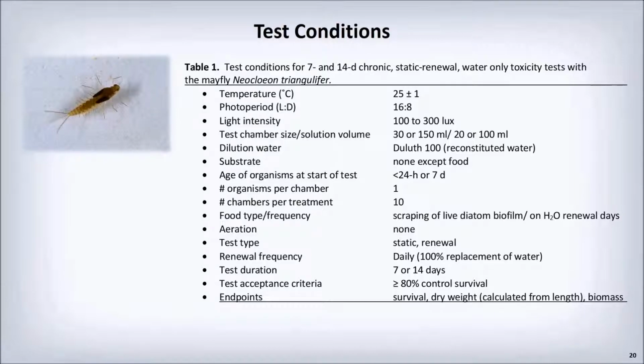For our dilution water, we used reconstituted water that was developed to mimic natural surface waters, developed at the EPA lab in Duluth. There's no substrate except for food in these tests. And again, we started with less than 24-hour-old and 7-day organisms. In many ways, the way we set this test up was to mimic the Ceriodaphnia dubia test, in which we had 10 test chambers per treatment and 1 organism per test chamber.